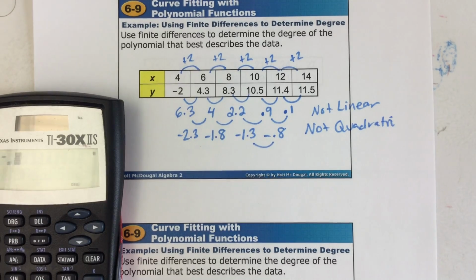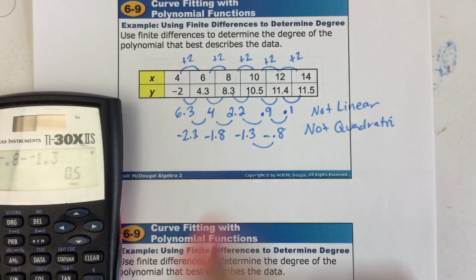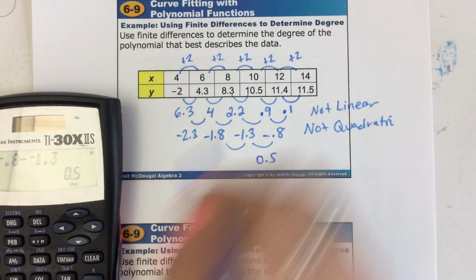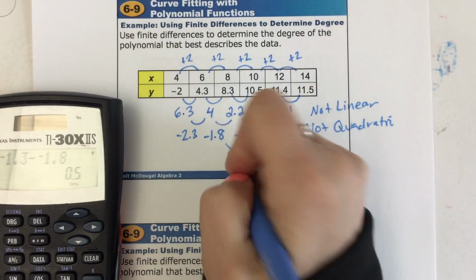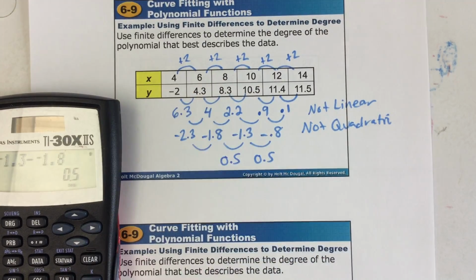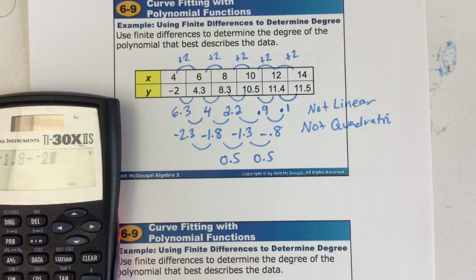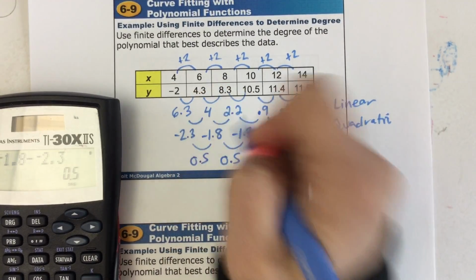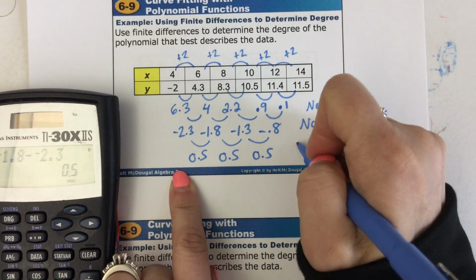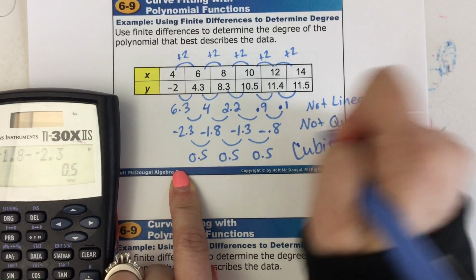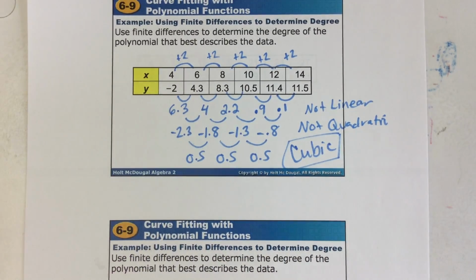Subtract again. Negative 0.8 minus a negative 1.3, 0.5. Negative 1.3 minus a negative 1.8, 0.5. Negative 1.8 minus a negative 2.3, 0.5. So 1, 2, 3. The third time they do match. So this is a cubic polynomial function.